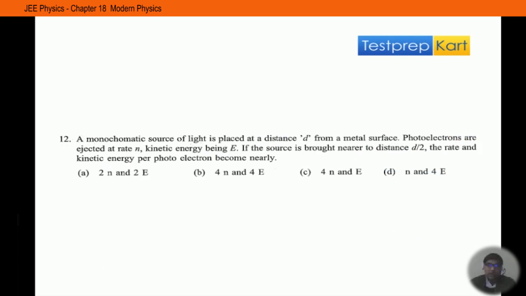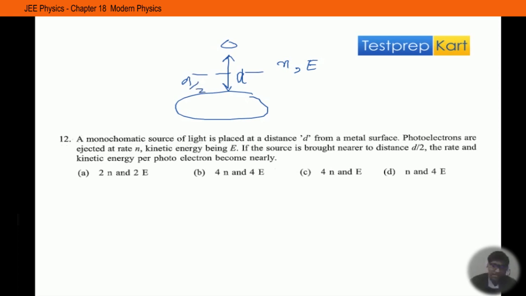Now let's see the next question. It is saying a monochromatic source of light is at distance d. So a source is here and this is a surface. The distance is d, right? And photoelectrons are ejected at the rate of n electrons per second, and the energy of an electron is E. Now the source is brought near. In the next case, the source is brought to distance d by 2. So what would be the effect?